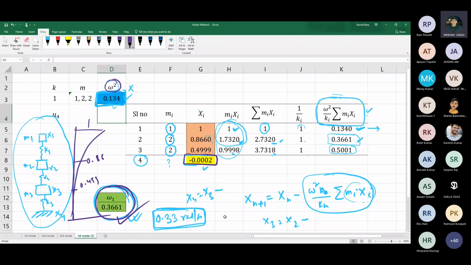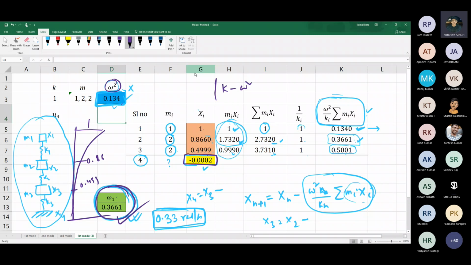For this, why do we need to go for this method if we have other methods? Like omega, we find omega 1, the natural frequency of the system. We can find it by other methods also. Which method? Please tell me. The eigenvalue problem, that is the determinant of k minus omega square m, right? Yes.